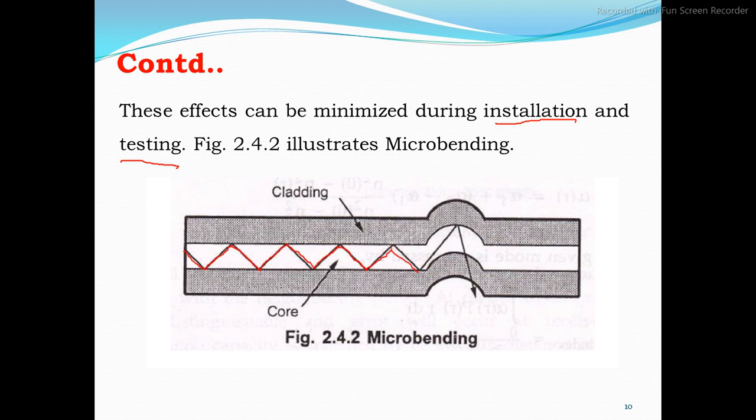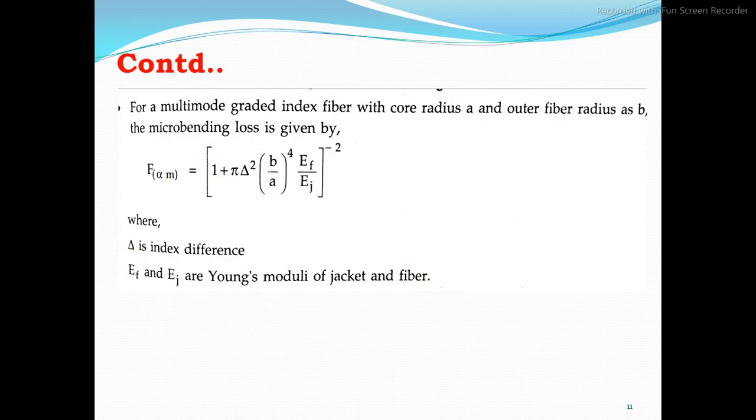So you go for the multi-mode graded index profile. The general formula is F of alpha comma m equal to 1 plus pi of delta square by b by a, whole to the power of 4, by E suffix f by E suffix j, whole to the power of minus 2, where delta is the index difference, meaning the refractive indices of the core and cladding. E suffix f and E suffix j are the Young's modulus of the jacket and fiber.